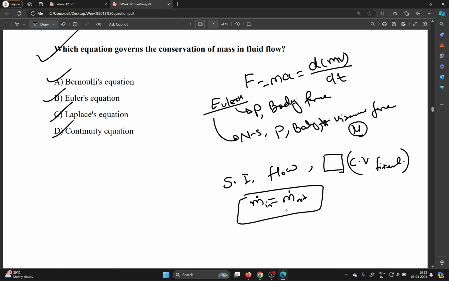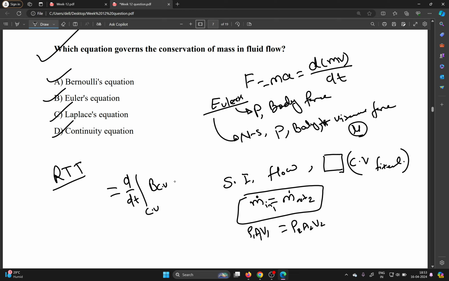So what are m dot in and m dot out? If this is section 2 and section 1, rho a1 v1 is equal to rho 2 a2 v2. But if the control volume is not fixed, how will you go about it? You remember the RTT, the Reynolds transport theorem: d by dt of the control volume integral of B rho dV, plus mass in and mass out.